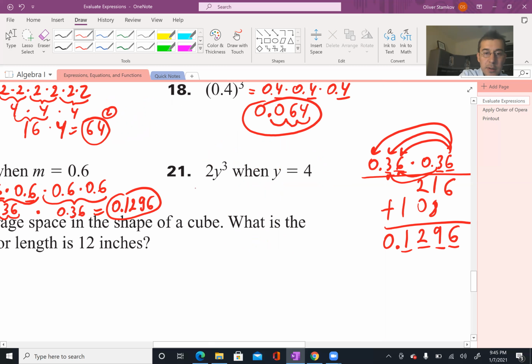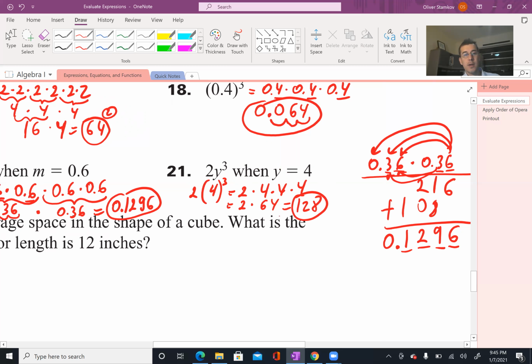Next one, 21, is 2 times y, where y is 4, so 4/3. So what is 4/3? So this is the same as 2 times 4 to the 3rd, which would be 4 times 4 times 4. So that is the same as 2 times, 4 times 4 is 16, 16 times 4 is 64. So 2 times 64 is 128. 128 is the solution for 21.